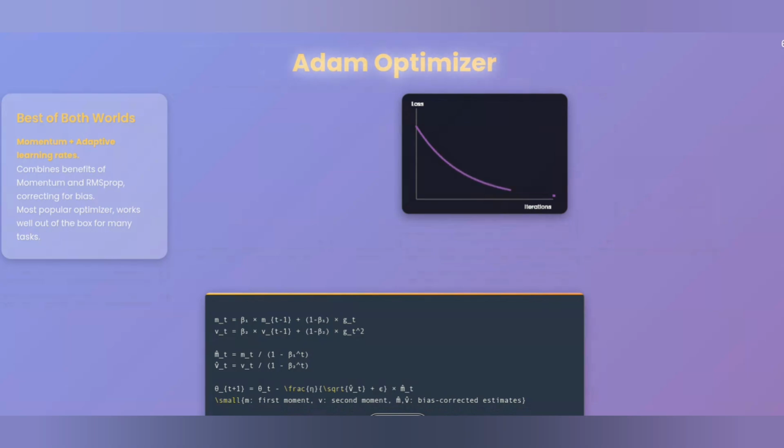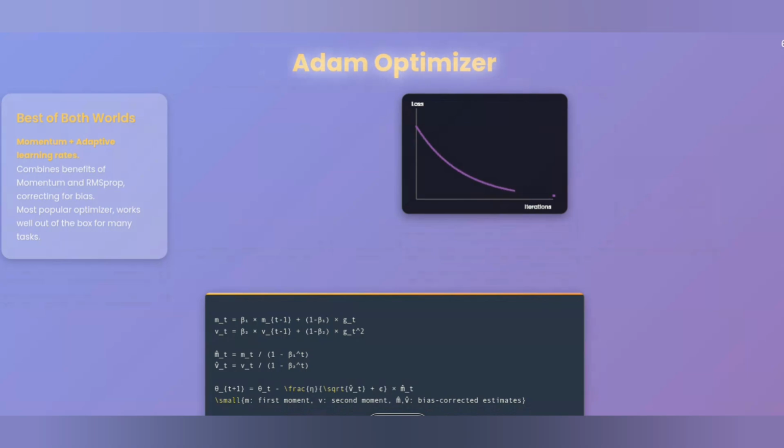Beta 1, usually 0.9, controls momentum. Beta 2, usually 0.999, controls the adaptive rate. And those m hat, v hat terms, those are bias corrections that prevent the optimizer from being too conservative at the start. Watch this multi-stage animation. See how Adam starts aggressively, then becomes more refined as it approaches the solution? That's the magic of combining momentum with adaptation.